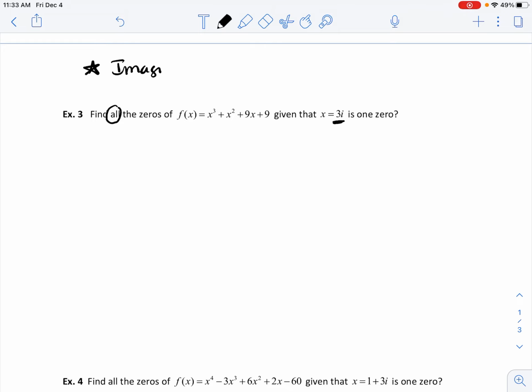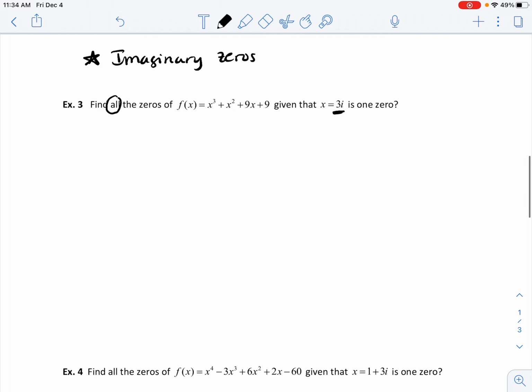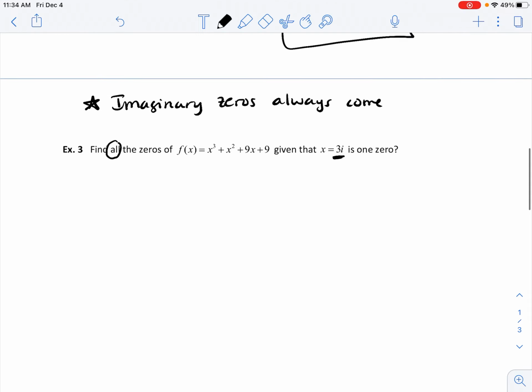Imaginary zeros always come in pairs. Oh my gosh, this thing's driving me crazy. Okay, so what does that mean? It means that if x equals 3i is a zero, then so is -3i. One's always positive, one's always negative. Now, you guys, this only works for imaginary zeros.